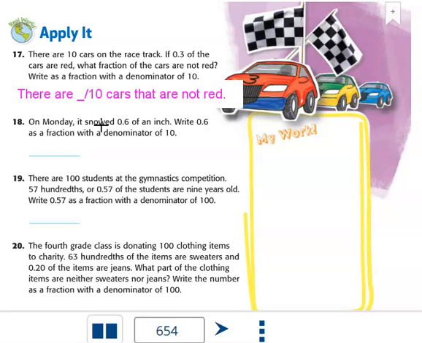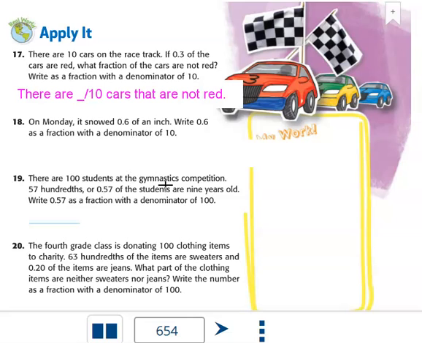Okay. On Monday it snowed 6/10 of an inch. Write 6/10 as a fraction with a denominator of 10. So we're still going to write our text box. Oh, now I've got like 6 text boxes. Put one there. Let's see if we can do this. Okay, so I'm going to write: on Monday it snowed. And that's how we would write that sentence with the fraction.